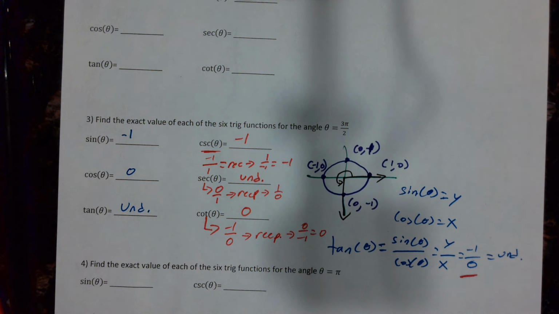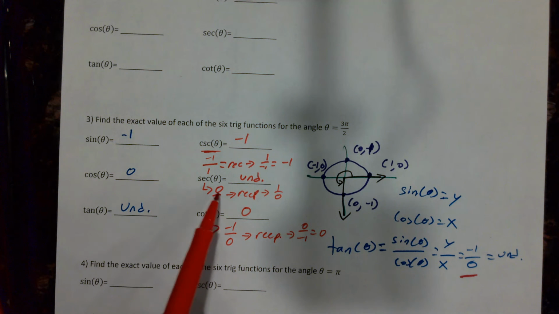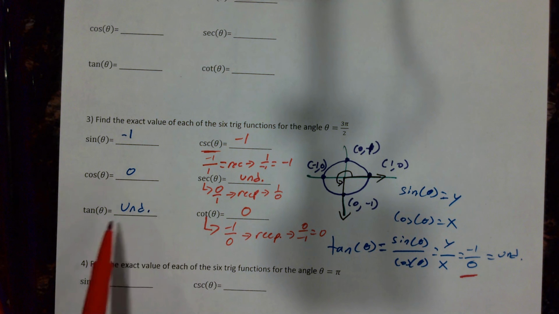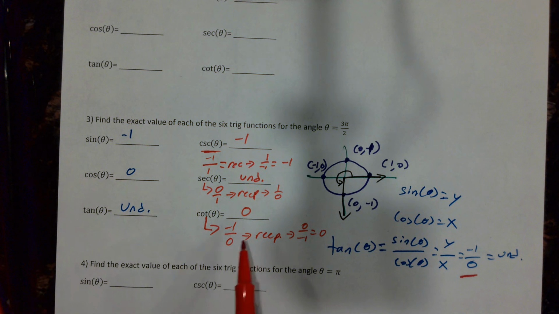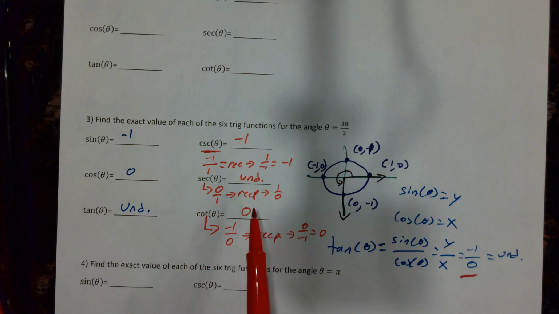So I got sine is negative 1, cosecant is negative 1, cosine is 0, which makes secant undefined, and tangent is undefined, which makes cotangent 0. So when you're doing these problems, if you have something that's 0, the reciprocal is undefined, and if something is undefined, the reciprocal is 0. And we'll see that also in our graphing when we do that as well.